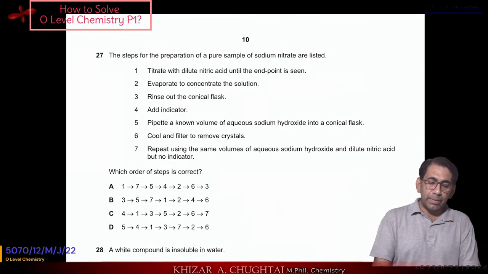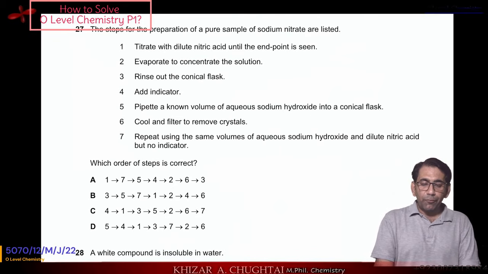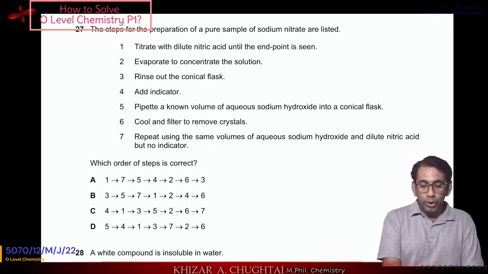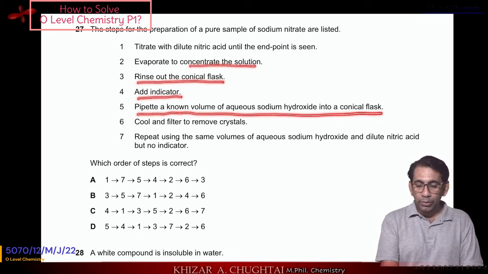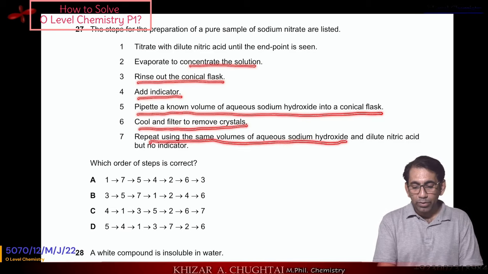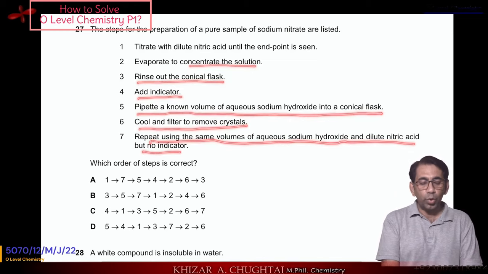Come towards question number 27. The steps of preparation of a pure sample of sodium nitrate are listed. Number 1, titrate with dilute nitric acid until endpoint is seen. Number 2, evaporate to concentrate the solution. Number 3, rinse out the conical flask, add indicator, pipette a known volume of aqueous sodium hydroxide into the conical flask. Then cool and filter to remove the crystals. Repeat using the same volume of aqueous sodium hydroxide and dilute nitric acid, but no indicator.